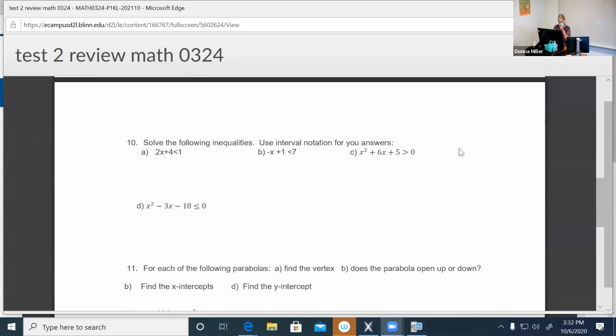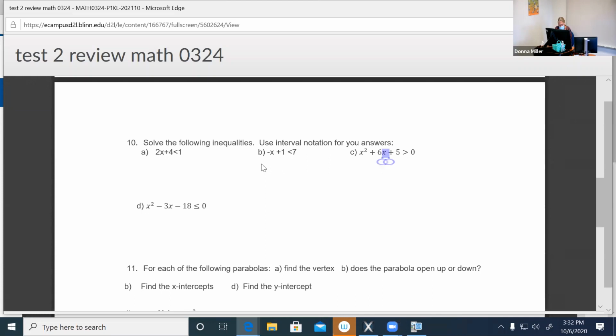Okay, now more inequalities. We kind of just basically did this. A linear one is super easy, a linear one that doesn't have x squared in it. So let's do b because that's what we were talking about earlier. If I look at b, I can straight solve this.